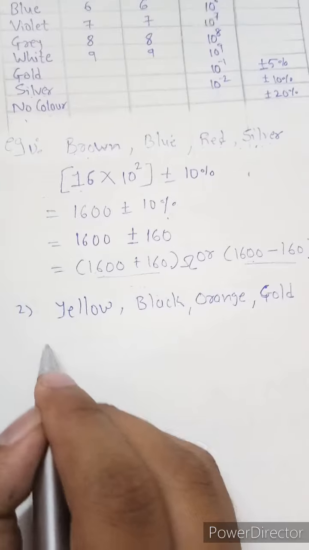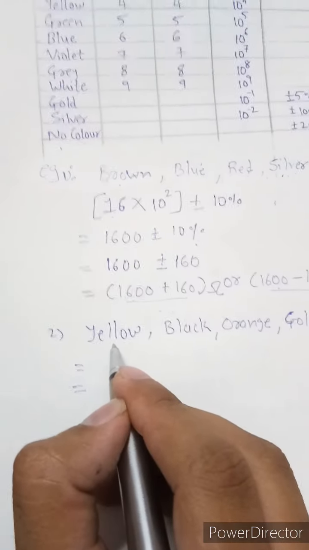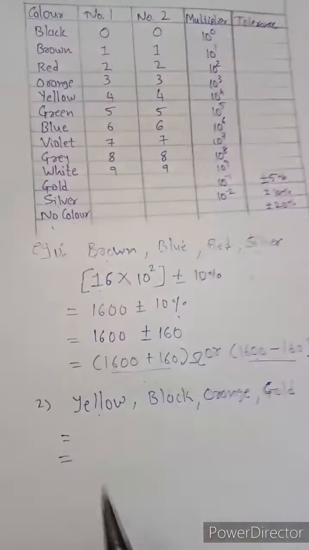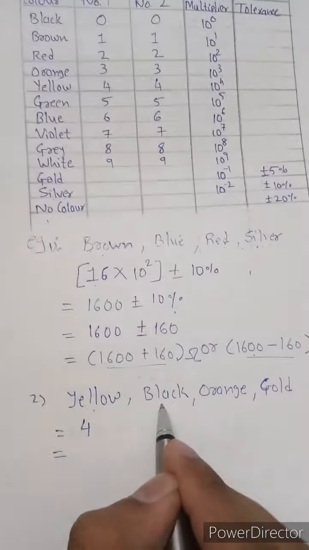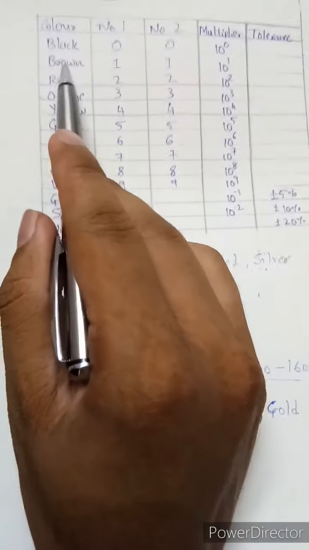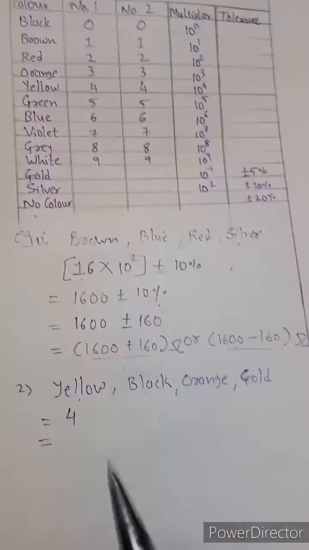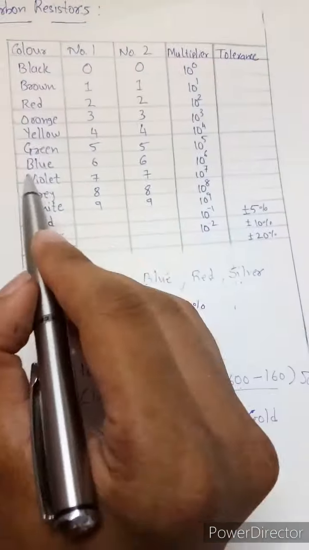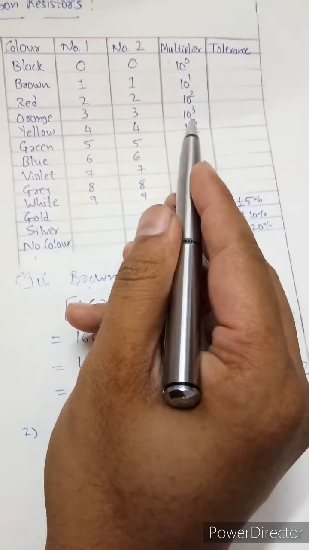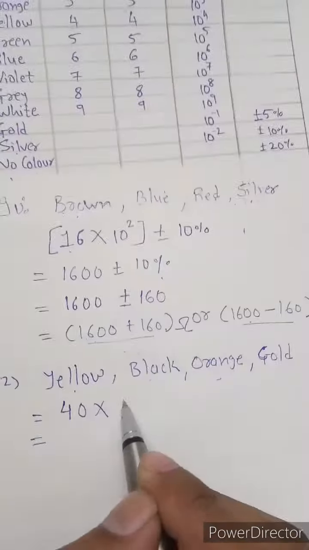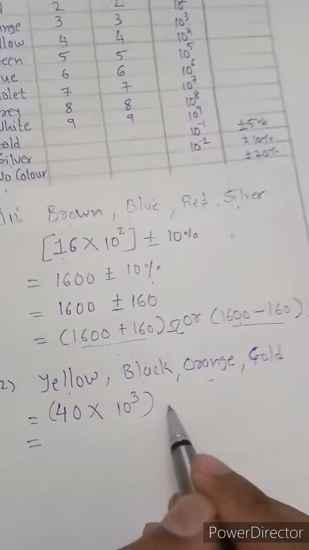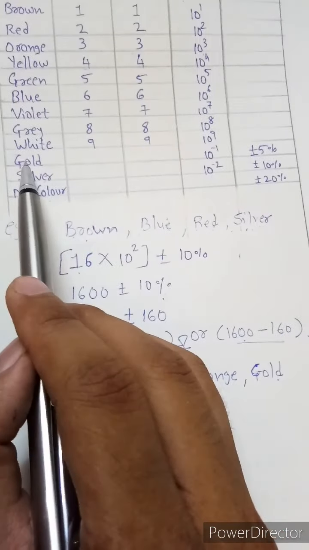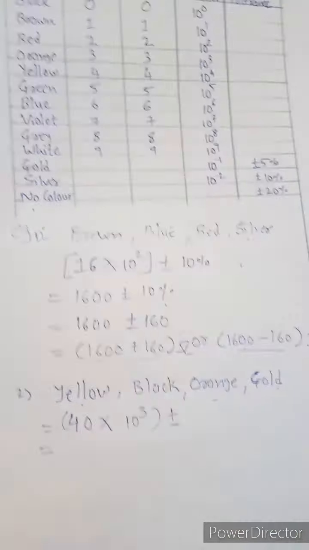Again, yellow: find the value from the first column. Yellow, first column, 4. Put 4 here. Second color black: black, second column, 0. Then the third column is for the multiplier. Orange, its value is 10⁻3. Plus or minus: the last color is gold. Gold is in the fourth column and its value is plus or minus 5.